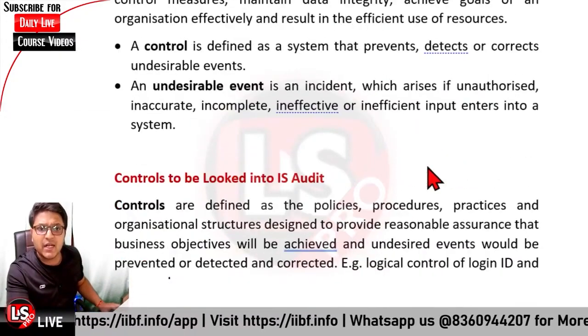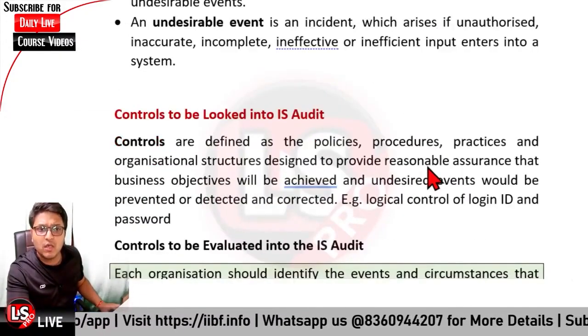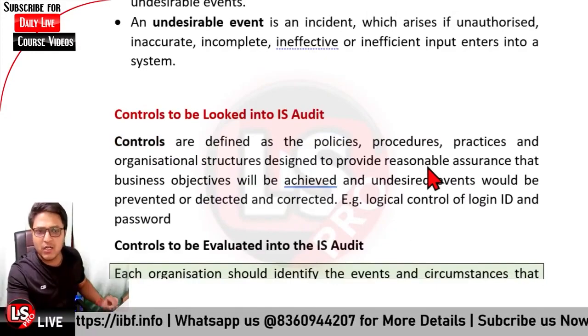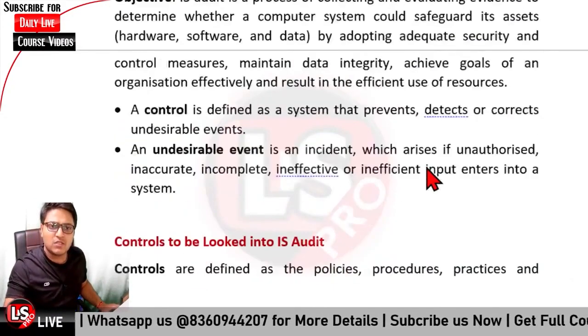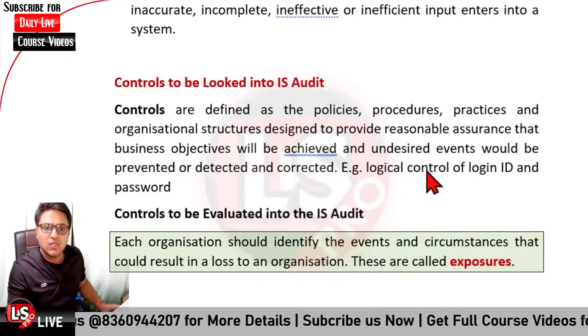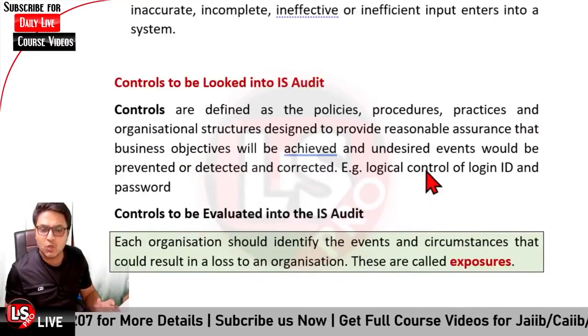Okay. Then it is regarding controls to be looked into in IS audit. Controls to be looked into in information system audit. So controls are defined as the policy. So what is control?